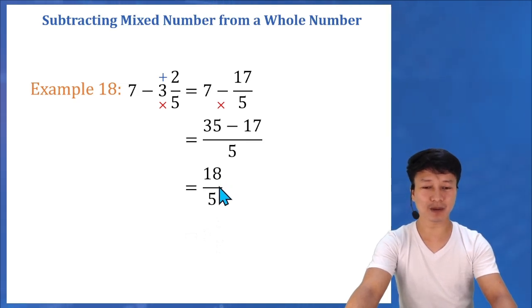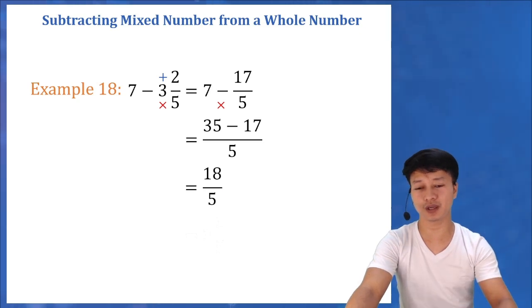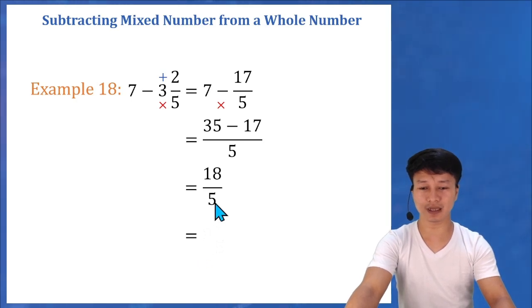And again, improper fraction, we may simplify that or we may rewrite that into its equivalent mixed number. So this is equal to, ilang 5 meron sa 18? Your answer must be 3. 3 times 5 is 15. Ilan na lang kulang para maging 18? 3 na lang. So that is 3 over, the denominator here is 5, so it must be 5.